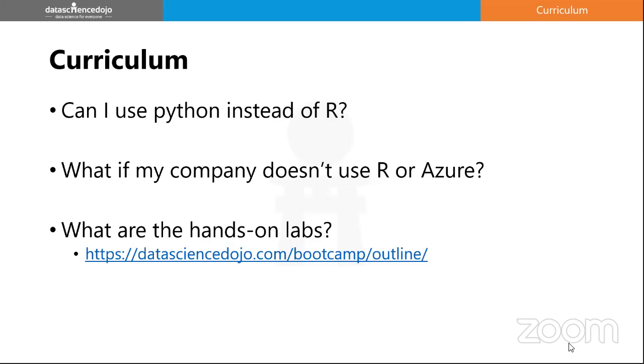And then some people ask, what if my company doesn't use R or Azure? We really try and teach the bootcamp from understanding the fundamentals and the underlying concepts. So we really try not to focus on tools or any specific software. We choose R because it lowers the barriers for people to learn a programming language and to do data science. And same with Azure. It just has a really nice interface for people who are just getting started with data science and machine learning. But we really try not to focus on the tools that we use. We try and focus on the underlying concepts.